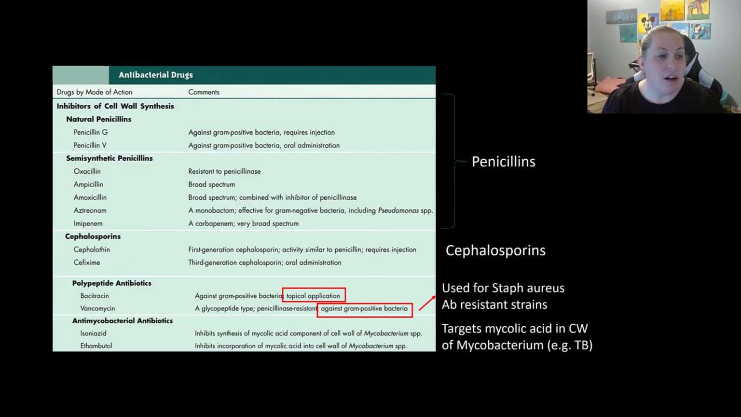We also see that there are these antimycobacterial antibiotics. These are going to help fight against things like tuberculosis. Their cell walls are different because they don't have a lot of the peptidoglycan. Remember, their cell walls have the mycolic acid, and so we need a different type of antibiotic to help fight them. These are just some examples of the ones that are going to help fight against the cell wall.